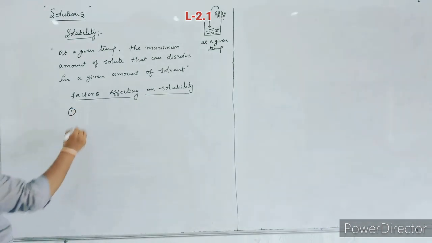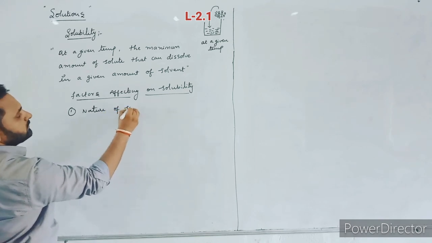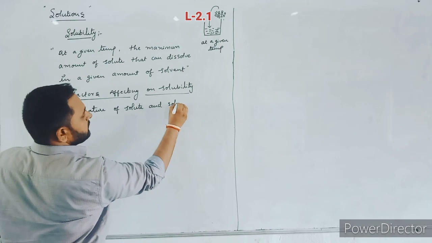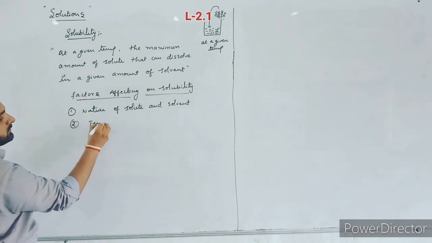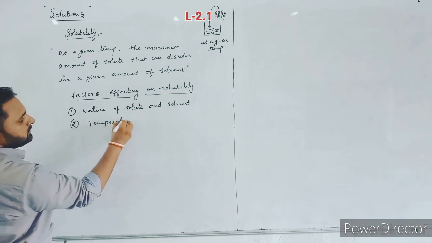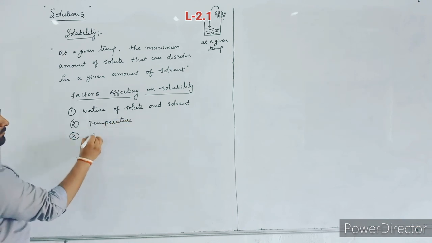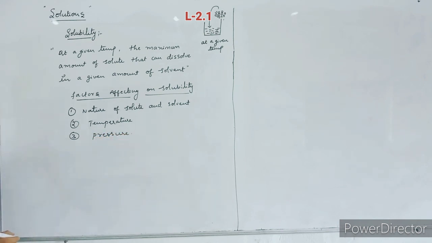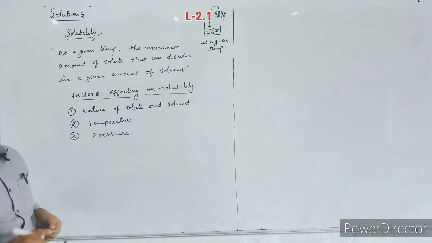Here, the first factor is the nature of solute and the solvent. Next, the second factor is temperature. Next, the third factor is pressure. These three factors decide solubility of solute in solvent.